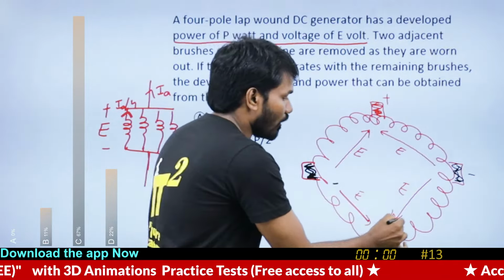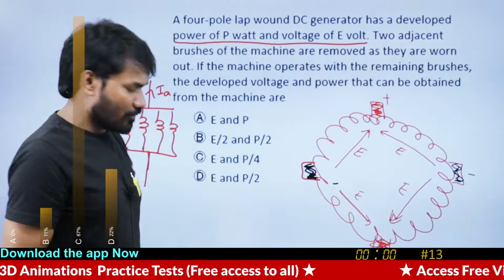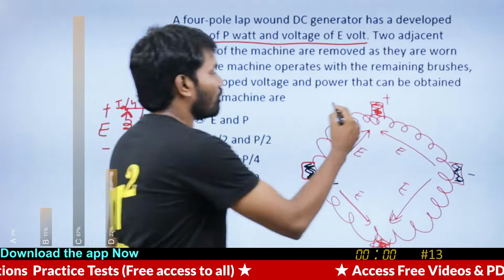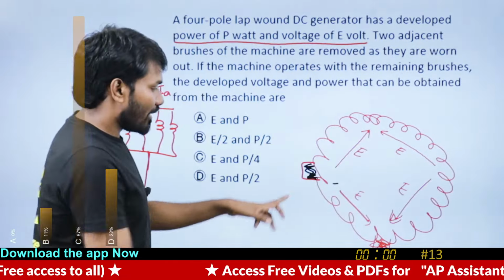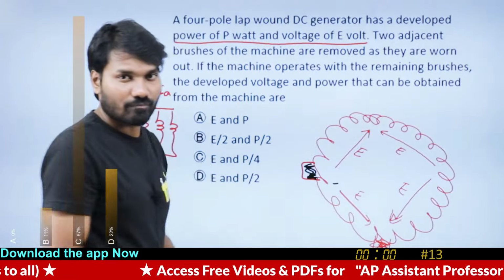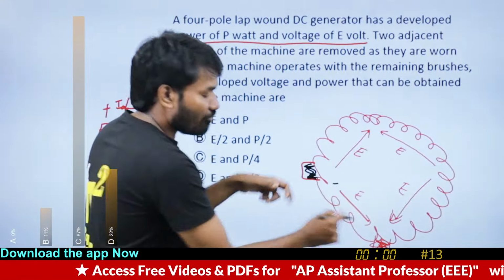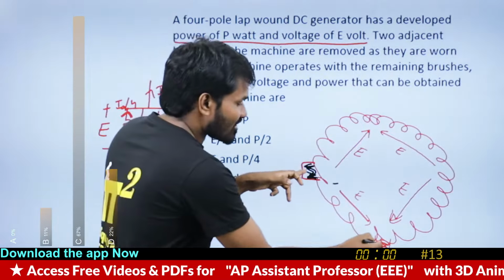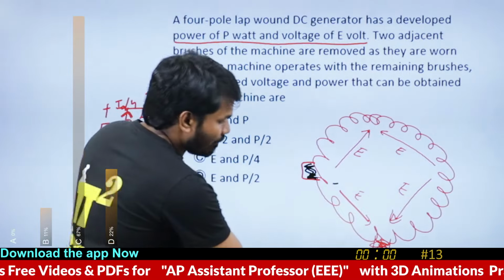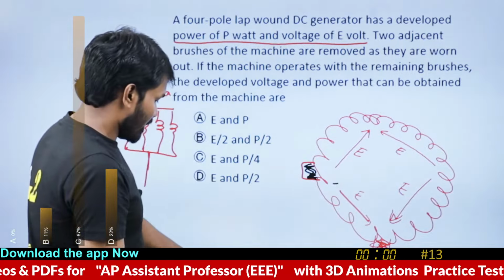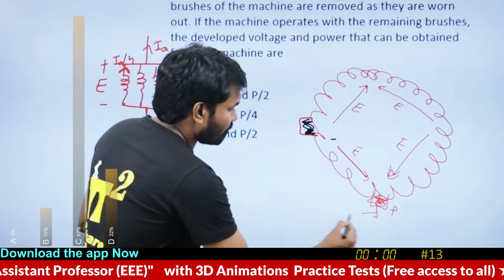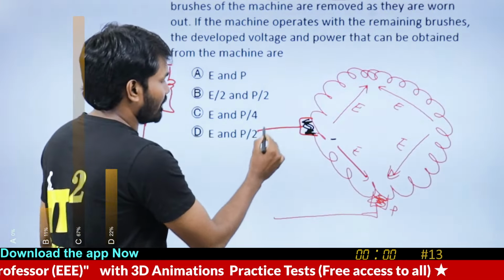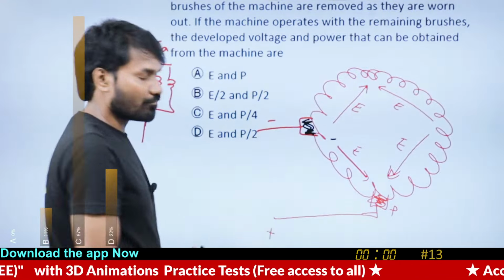Now because of some problem, I had to remove this brush. The only brushes left are these two brushes. If these two brushes are left, I am taking the positive terminal from here and the negative from here. This is a negative terminal, this is a positive terminal.